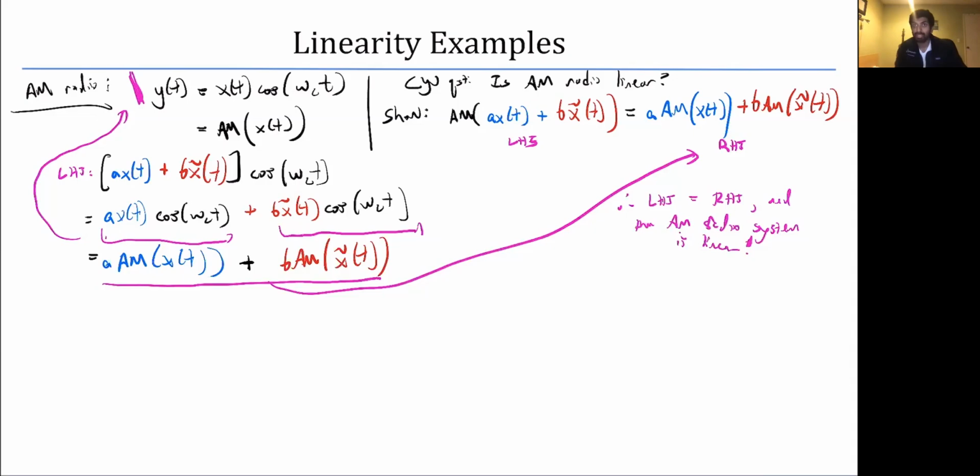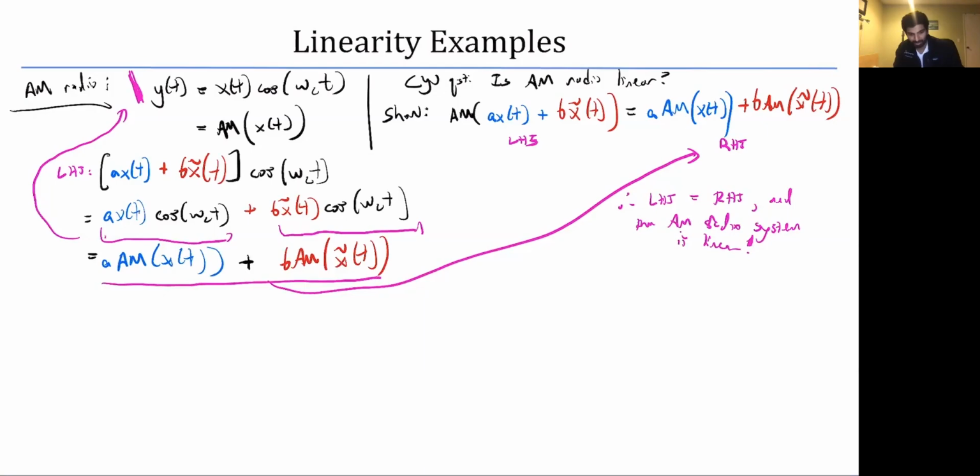Now, we learned about another system that we looked at, the squarer. The squarer had the form y of t equals x of t squared.